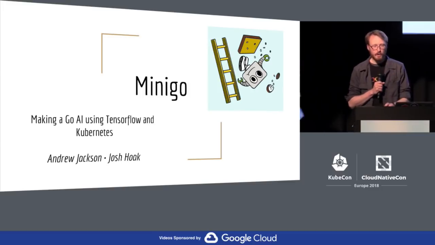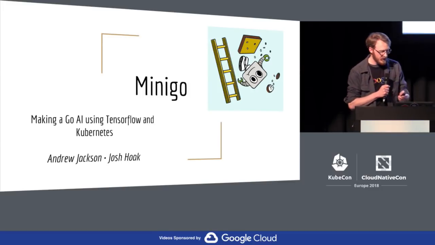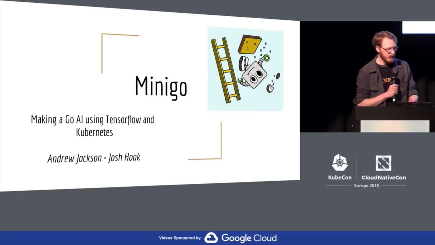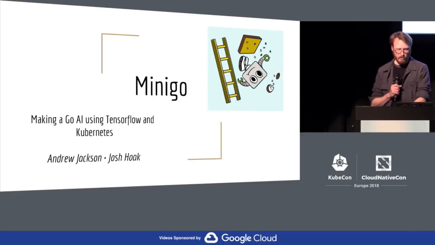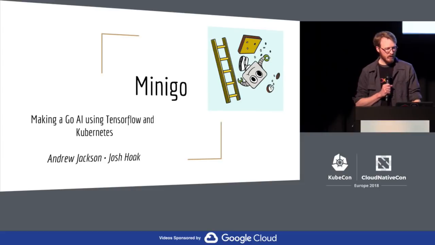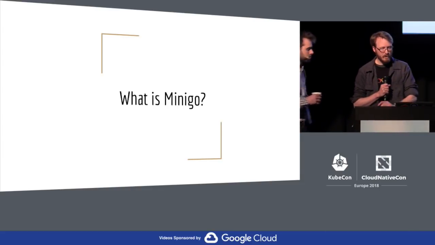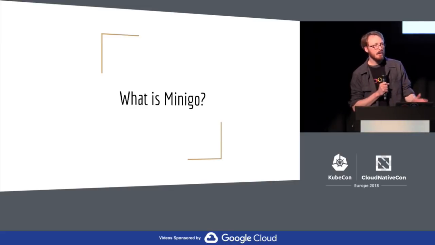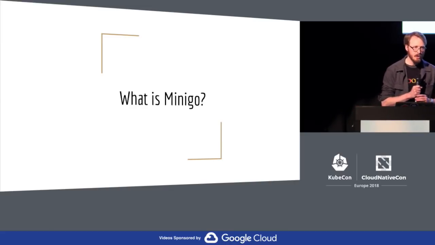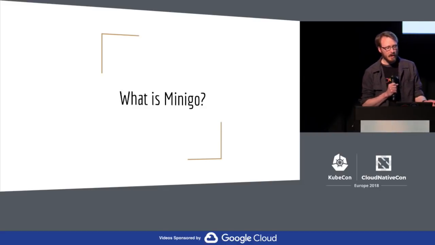All right, well, thank you for coming to our talk here about MiniGo, which is about making a Go AI using TensorFlow and Kubernetes. All right, so for starters, what is MiniGo? MiniGo is an open source implementation of the AlphaZero algorithm described in a couple of papers by DeepMind.